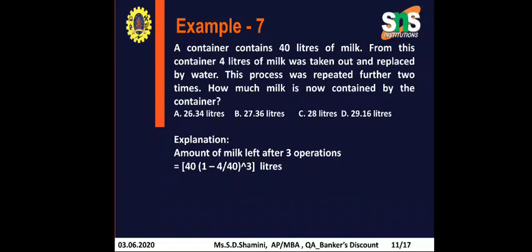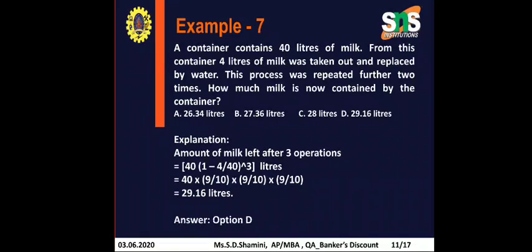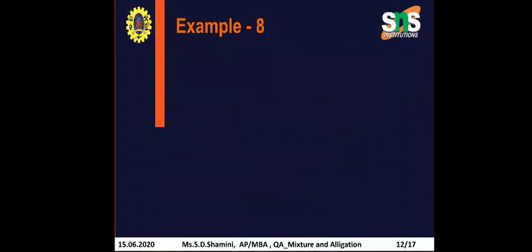The power, that is, you have to multiply it by 3 times. So we'll have power of 3. So 40 into 9/10 into 9/10 into 9/10. So you will get 29.16 liters. So here the answer is option D, 29.16 liters.